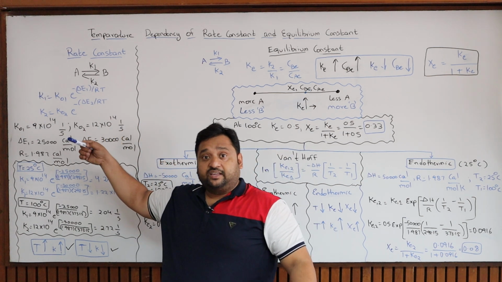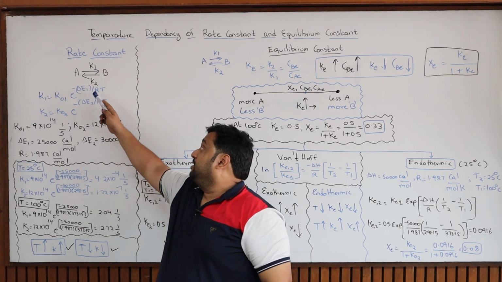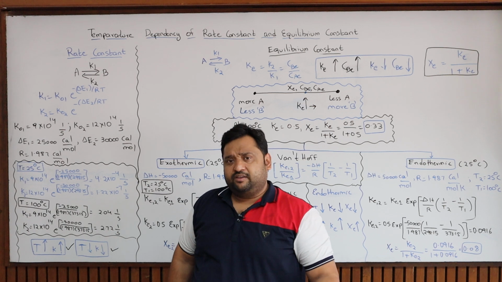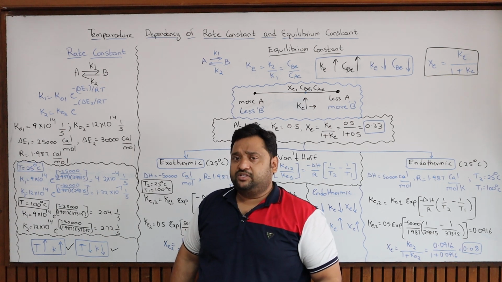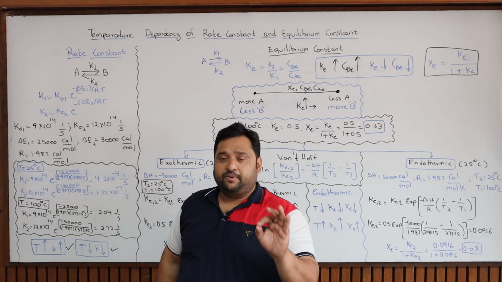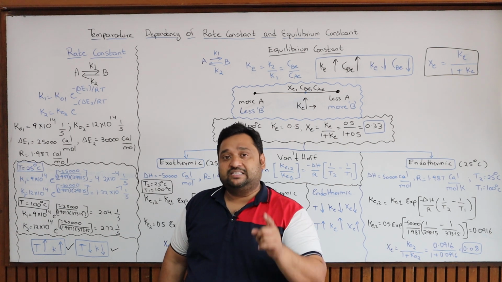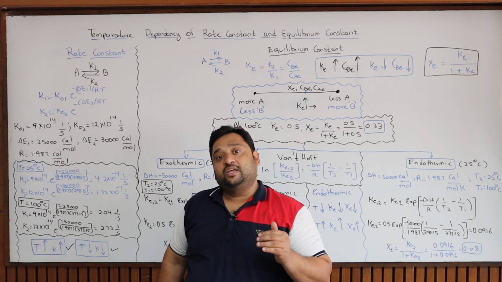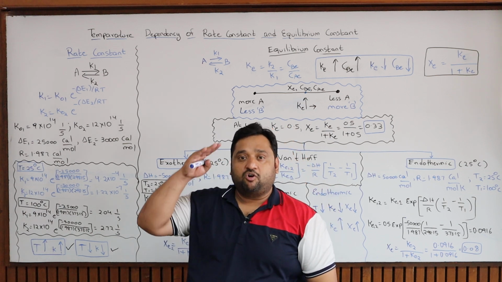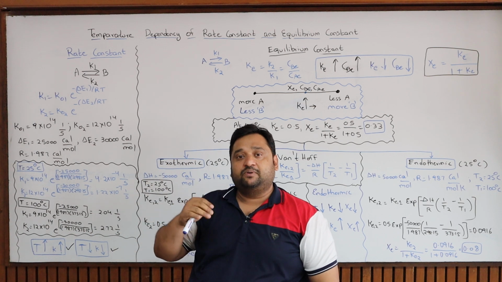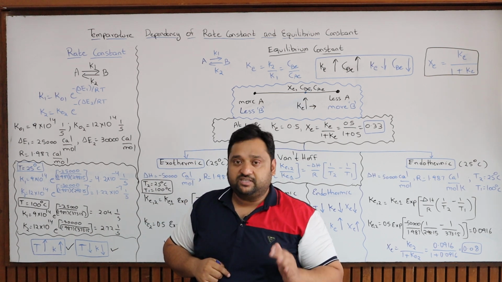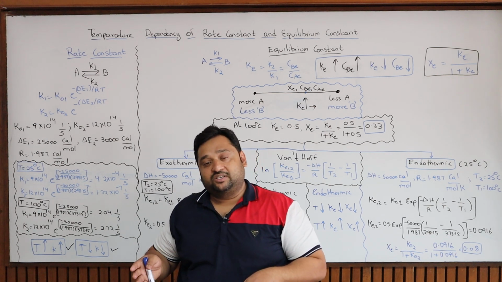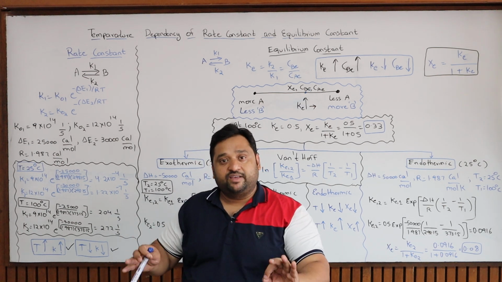Let us first take the case of the rate constant. A gives rise to B, B gives rise to A. It could be a reversible reaction or irreversible reaction. Anyway, the temperature dependency of the rate constant will say only one thing: if you increase the temperature, the rate constant always increases. If you decrease the temperature, the rate constant value always decreases. Whether it is an exothermic reaction or an endothermic reaction, the dependency is always the same.